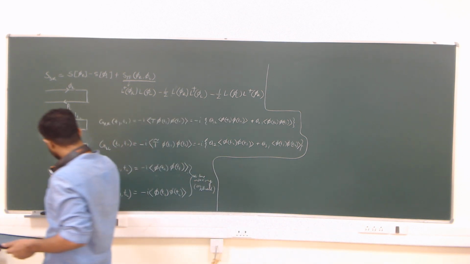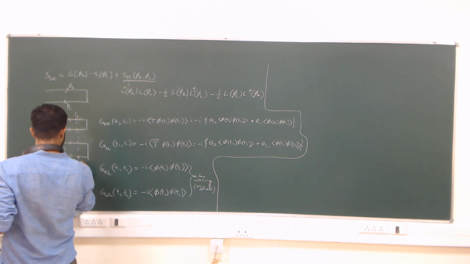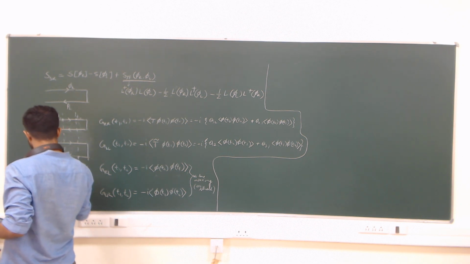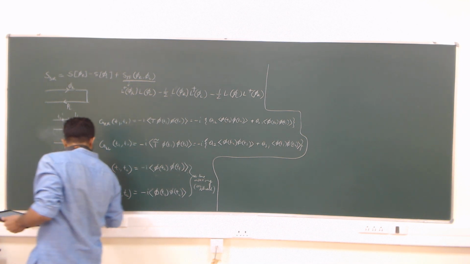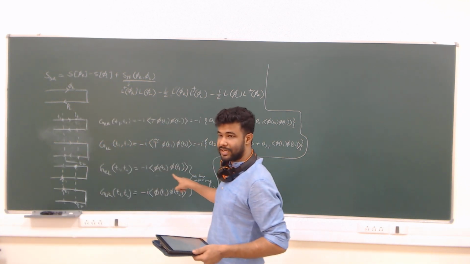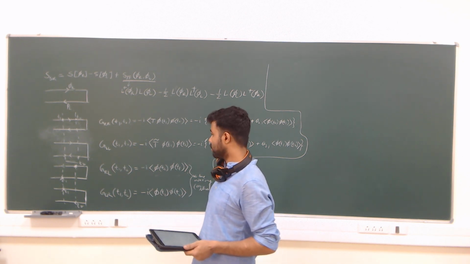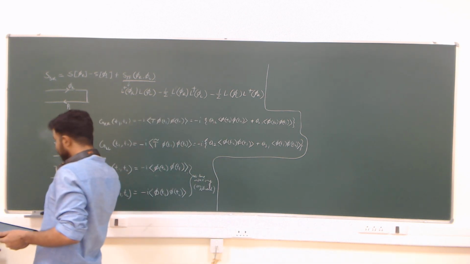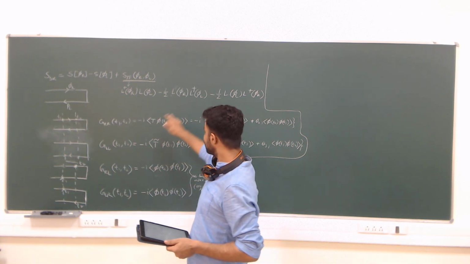But here, let's say this one is T2, this one is T1, and here it is T1, T2. Still contour ordering is there. That's why I have written it this way. Contour ordering means I am going from here to here along this path. Here everything is actually contour ordered.